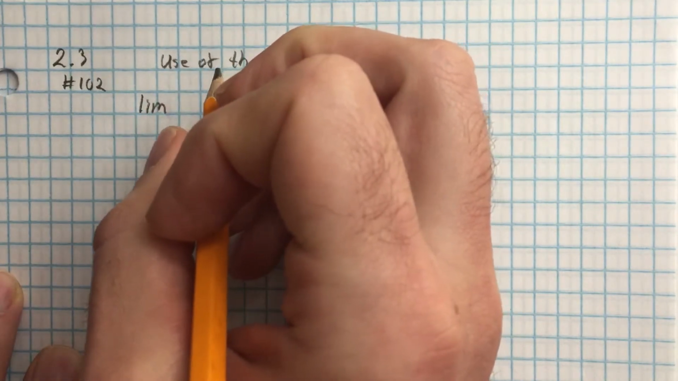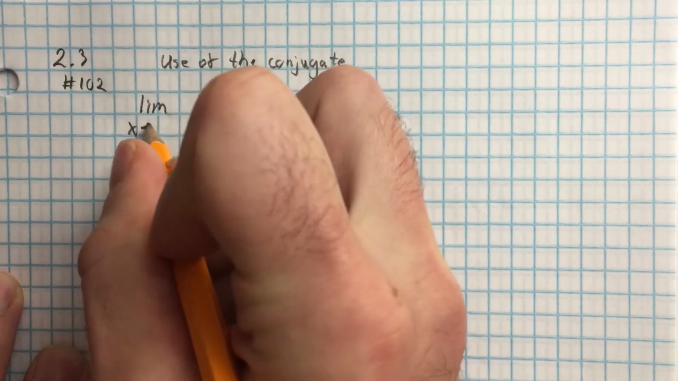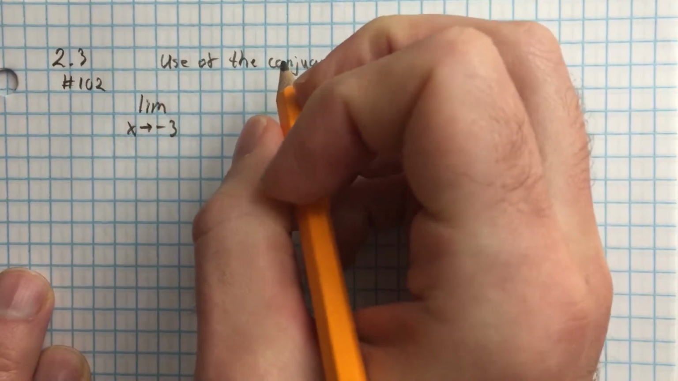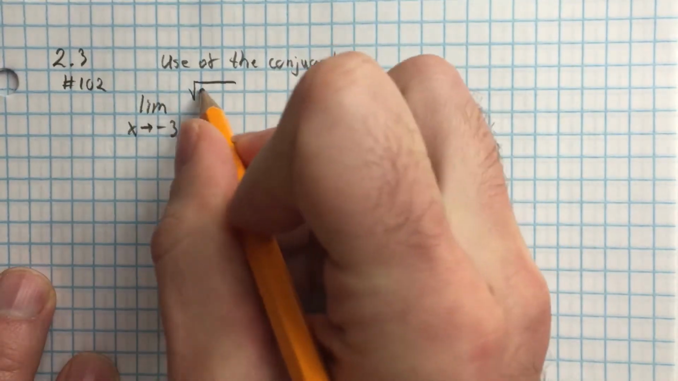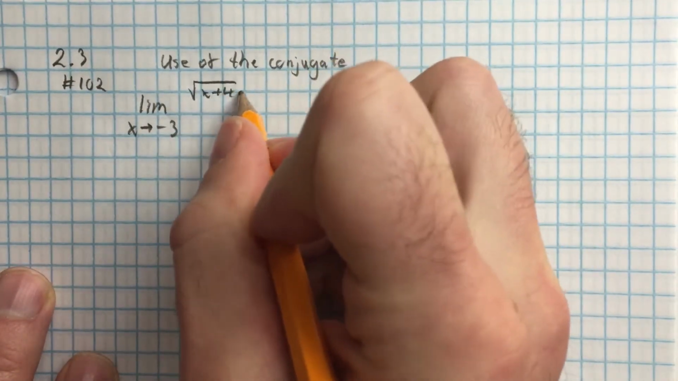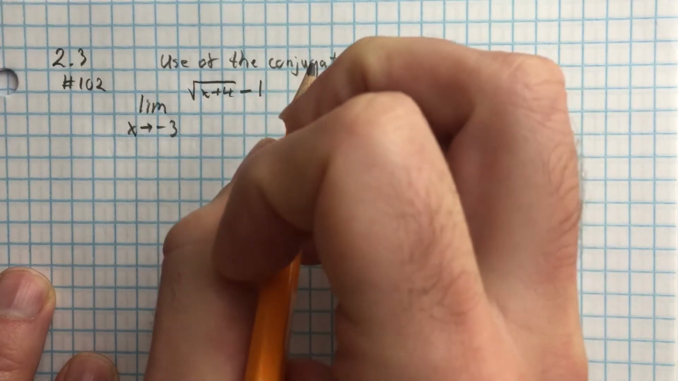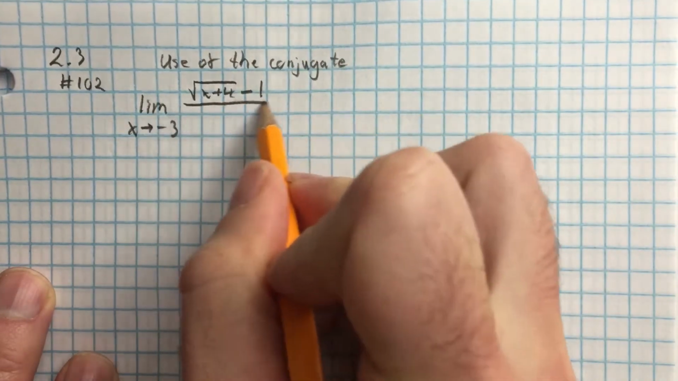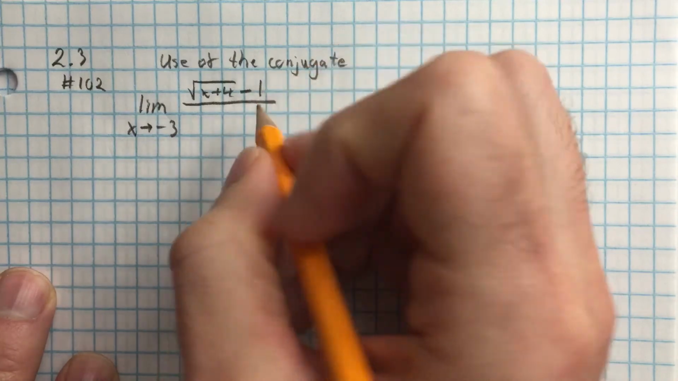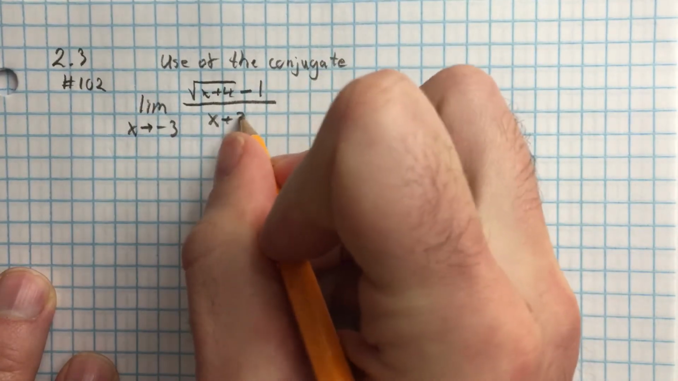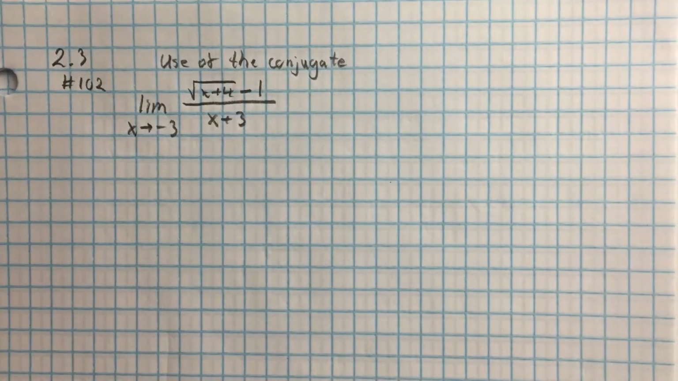Limit as x approaches -3, and we have the root of x plus 4 minus 1 over x plus 3. So again, we inspect it and we see what happens as x approaches -3 in the numerator and denominator respectively.